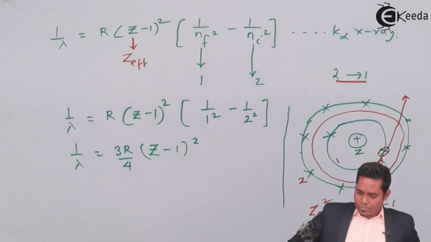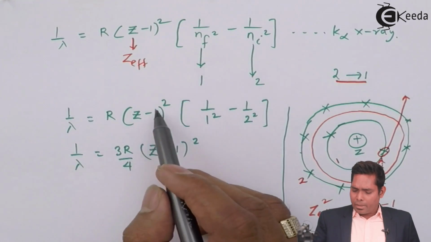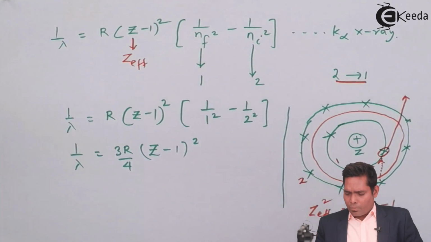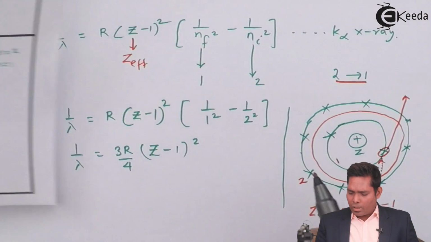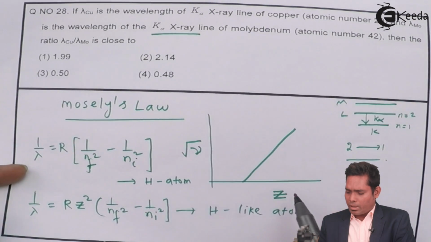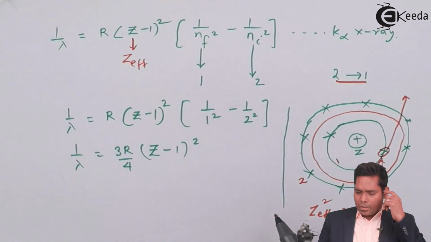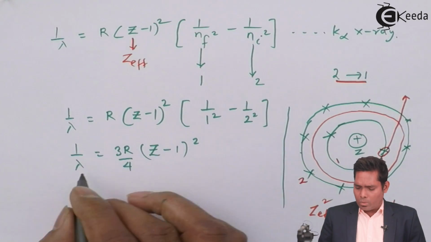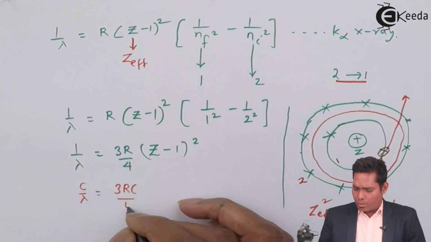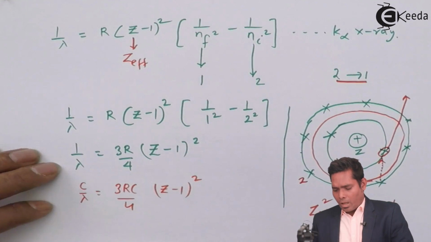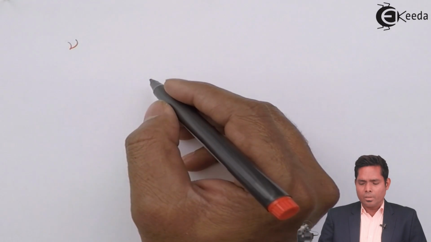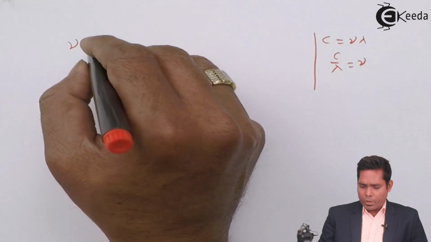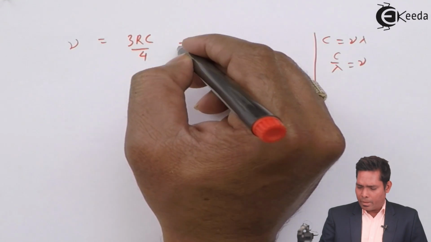This is called screening effect. So therefore they are doing z minus 1 square, R z minus 1 whole square. Solving this gives you 3 by 4. Now if I want to write the expression for frequency, this is the relation between z and lambda, but I want a relation between the frequency and z. So I multiply c throughout. This is c by lambda, and this is 3Rc by 4, z minus 1 the whole square. Now c by lambda is nothing but frequency, because c is frequency into lambda. Now frequency becomes 3Rc by 4 and z minus 1 the whole square.